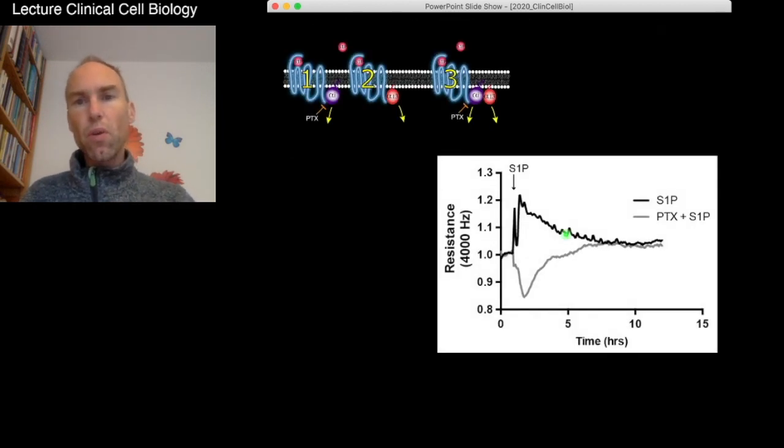We also did the same experiment with this ECIS methodology, so the label-free methodology. Here is the baseline. So normally sphingosine 1-phosphate causes an increase in the resistance, but when we pre-treat the cells with this pertussis toxin, we get a decrease in the resistance. So indeed, it starts to look like a thrombin effect.